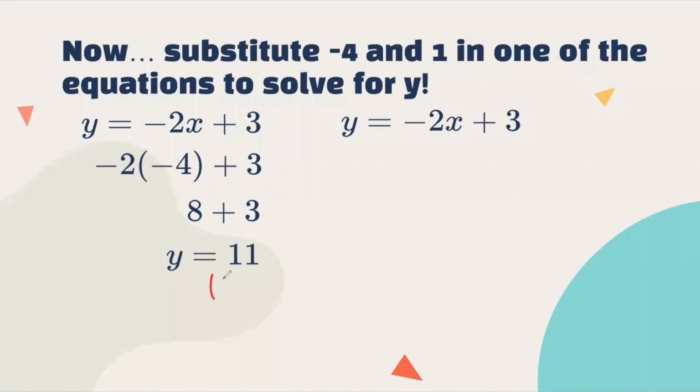Remember that you want to express your answer as an ordered pair with an x value and a y value. So when x equals -4, your y value is going to be 11.